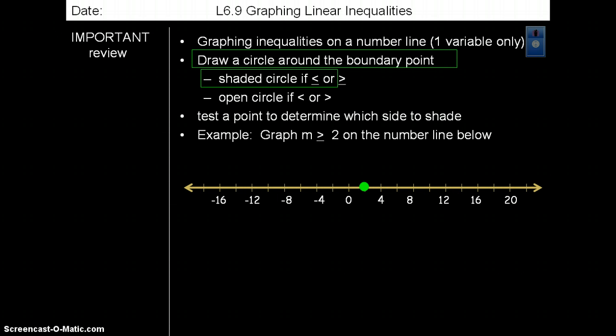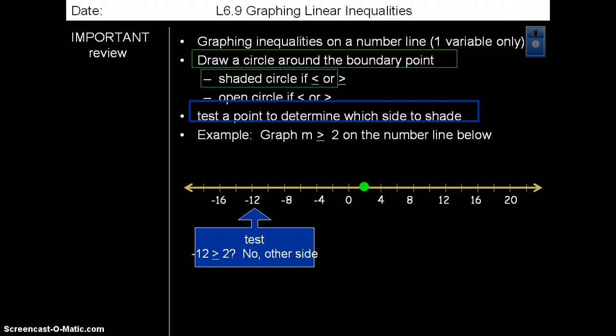So here we're going to graph m is greater than or equal to 2 on the number line below. Here, of course, our boundary point is the 2 being compared with the m. It is, in fact, a closed circle because the inequality does include the or equal to. Test a point. Let's test negative 12. Negative 12 is greater than or equal to 2? No, this is false, so we would actually shade the other side. And that's what we're taking a look at.